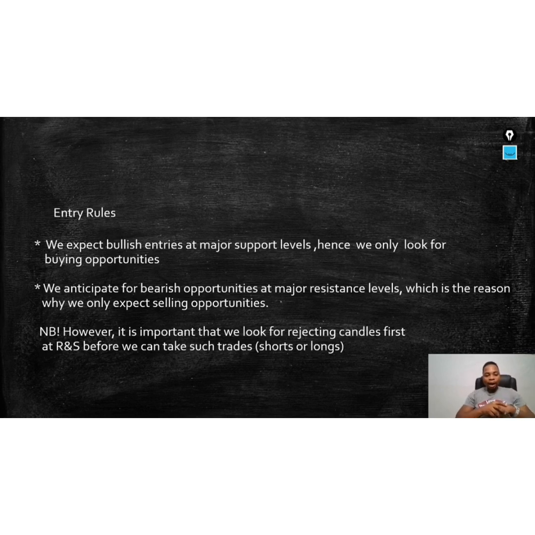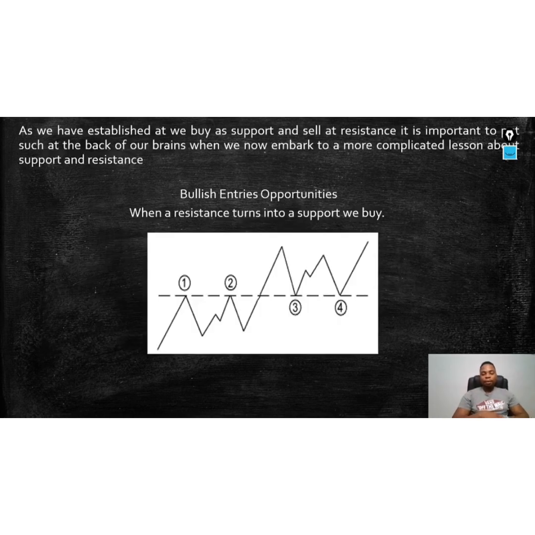NB. However, it is important that you look for rejecting candles first before you can apply your support and resistance. Those rejecting candles are always found at R and S before you can then anticipate for shorts or longs. It's very important that you look for those rejecting candles, your morning star, your engulfing candles. They are very important.